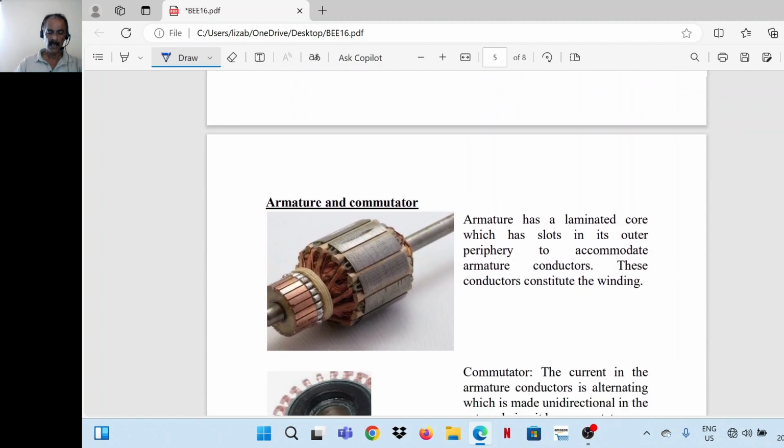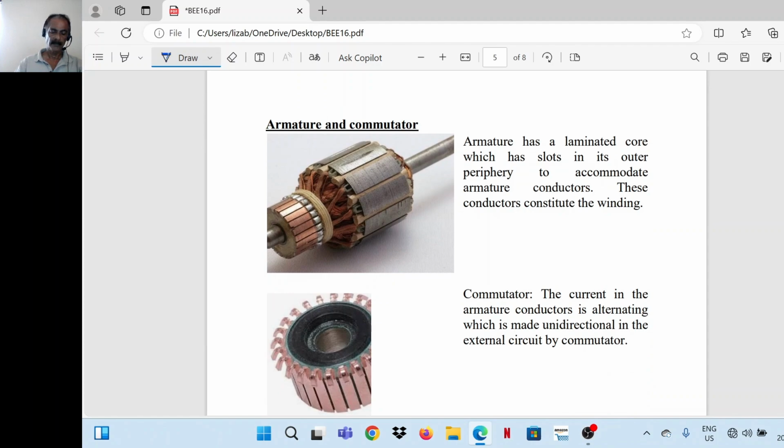Next, armature. This is the armature. What is given in the figure is the armature. Armature is made up of laminations. Armature has got slots on its outer periphery. Slots means small grooves through which conductors are inserted, or these slots accommodate the armature conductors. The armature conductors are connected to this part of the machine, which is called a commutator. This is the armature.